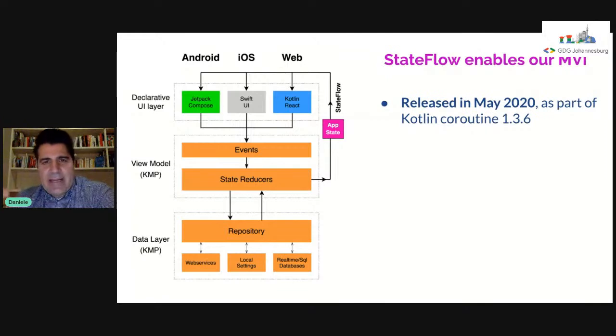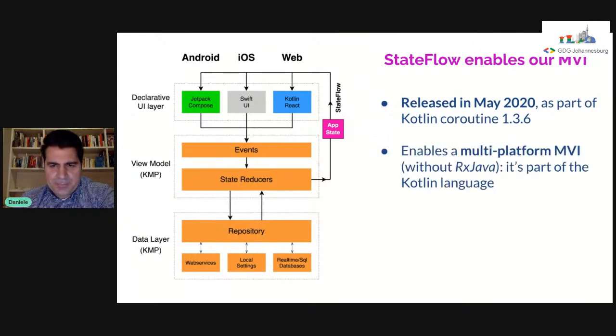StateFlow was released in May 2020 as part of Kotlin Coroutines 1.3.6. And so StateFlow is enabling a multi-platform MVI pattern. Typically, if you read the early MVI pattern articles on Android, you always see RxJava mentioned. Now, thanks to StateFlow, we are able to achieve a multi-platform MVI pattern, not using platform-specific components, but something which is actually part of the Kotlin language. And it's working wherever Kotlin is working, which is at the moment really everywhere. There's probably no platform that Kotlin is not able to compile to.